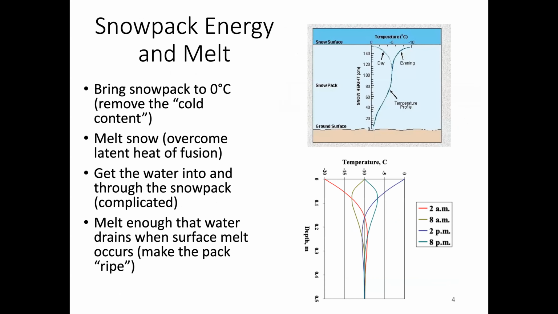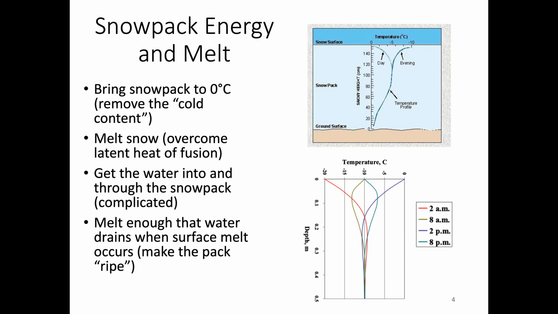The first thing to understand is that to melt snow, you first need to raise the temperature of the snow from some negative number to 0 degrees Celsius. The figure on the right is a conceptual figure that shows the temperature of snow on the x-axis and snow depth on the y-axis. The figure shows the effect of heating from the sun and cooling at night.